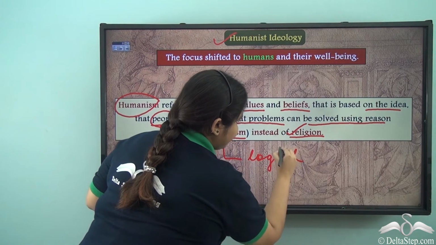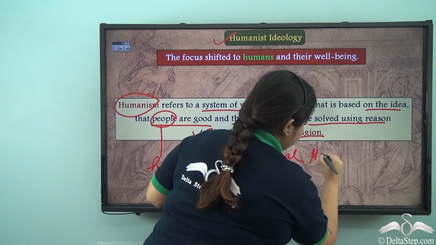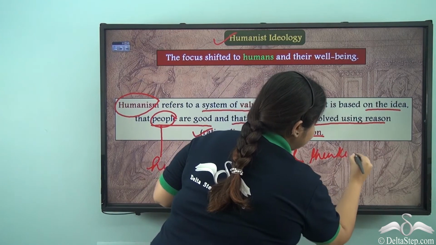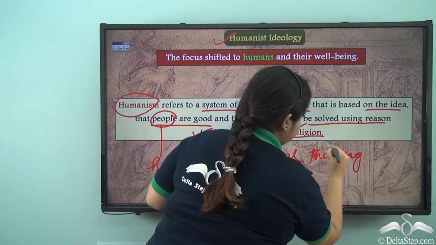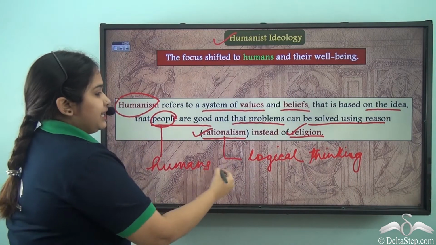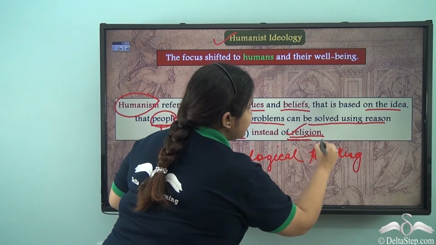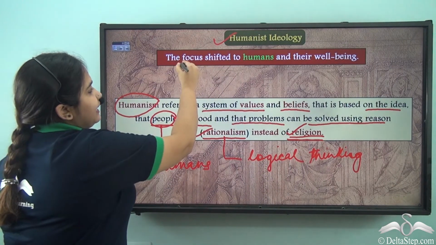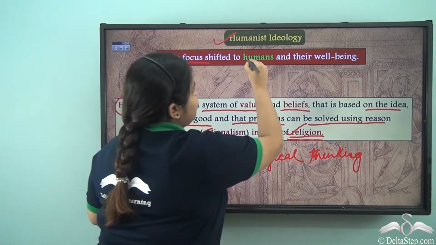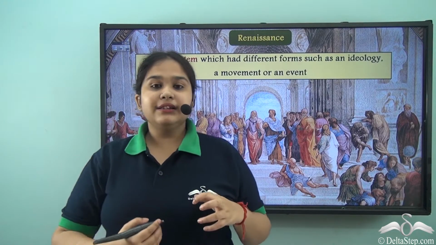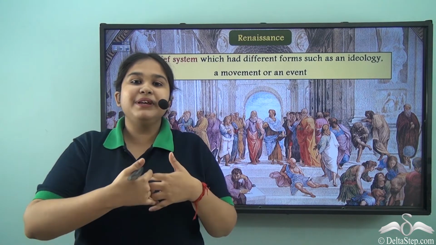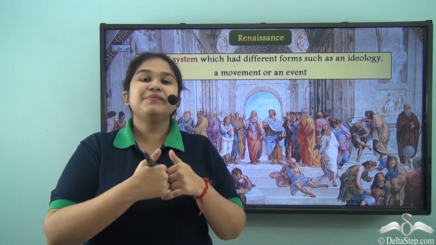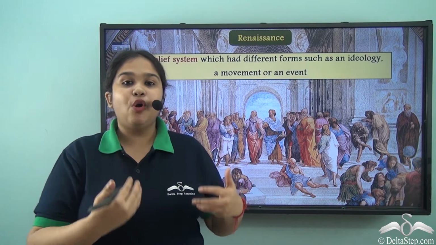So logical thinking, rationalism is logical thinking instead of the God-centered view. So ideally we see the focus shifting to the humans. So then this change was something that became the idea, became the spirit of this period called the Renaissance.